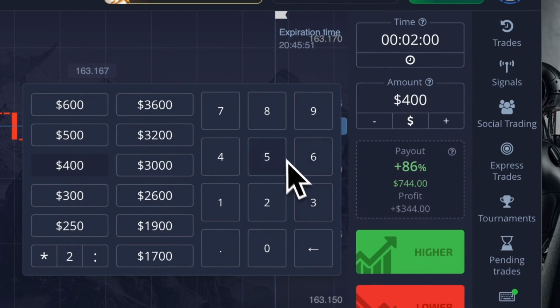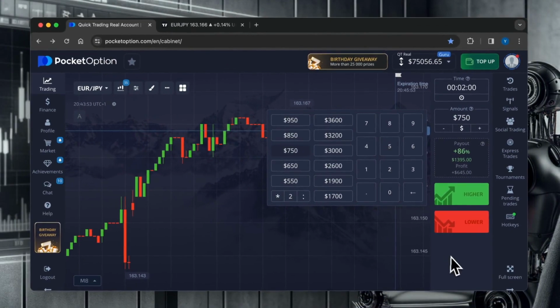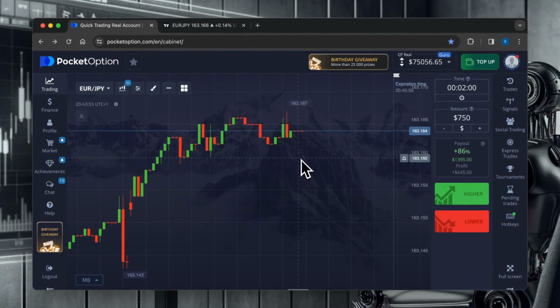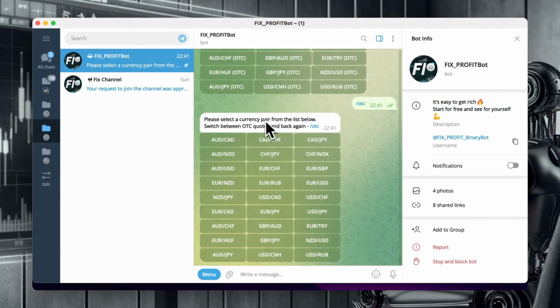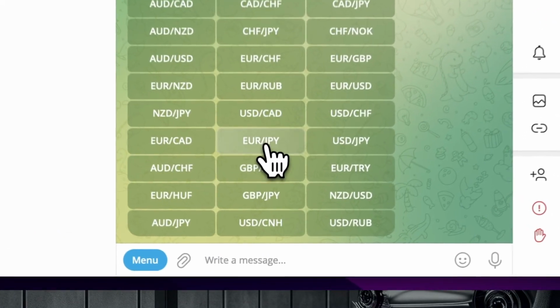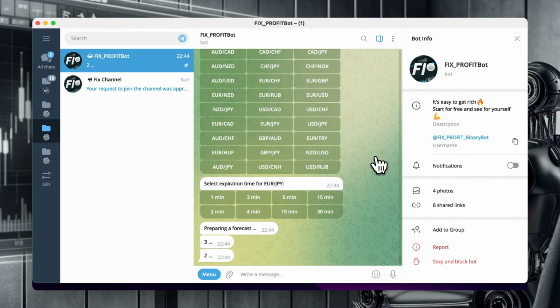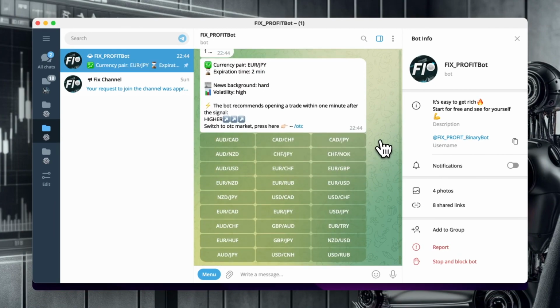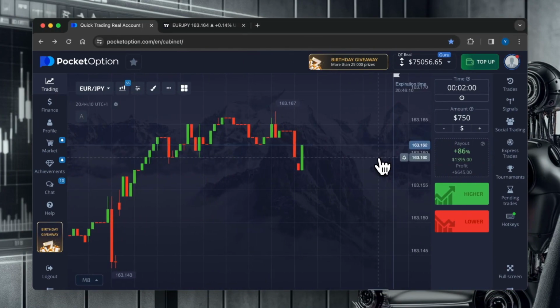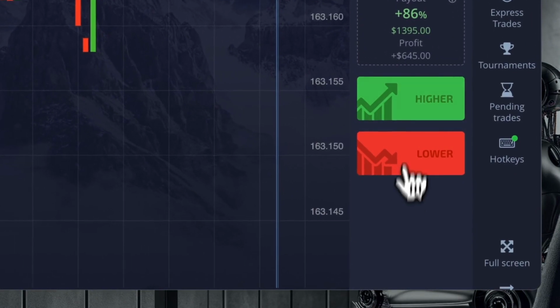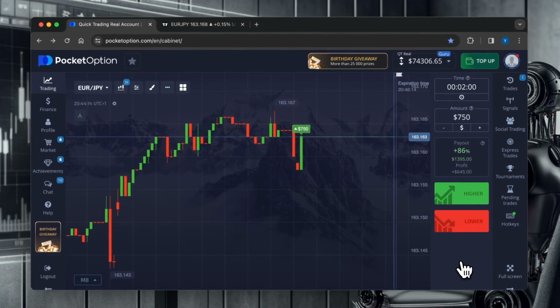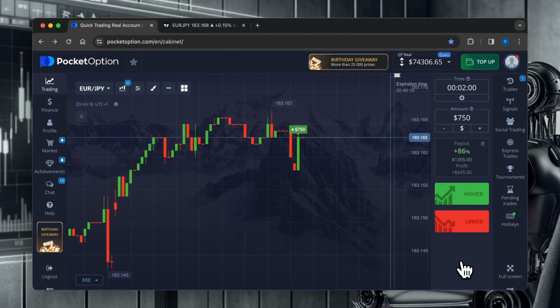Now I will show on a real example the principle of my work. I will start trading with the currency pair Euro, Japanese Yen, 86% payout. I will work on the expiry time of 2 minutes and invest $750. 2 clicks on the keys in my menu that correspond to the settings and the signal instantly appears in front of you. Higher. That's a recommendation from me given what's going on in the market.